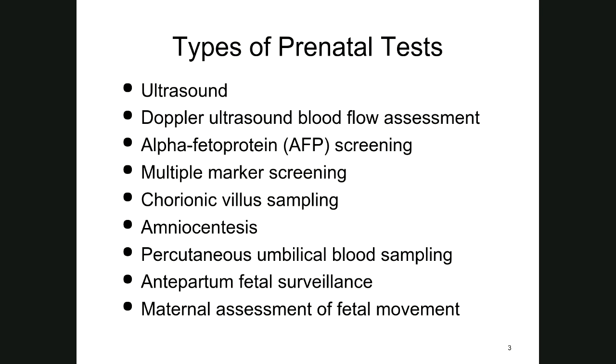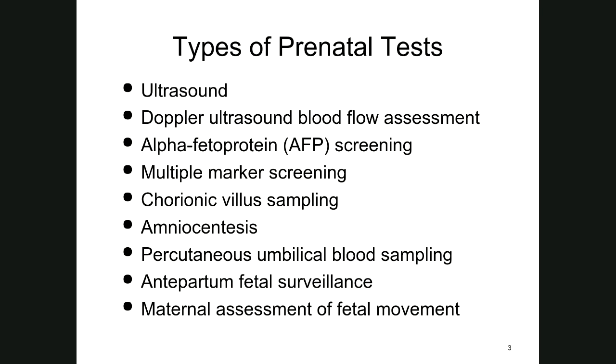The tests that we're going to be learning about today in this lecture include ultrasound. Ultrasound is probably the one that you're most familiar with, as you're coming into this content. But that can also include blood flow assessment of the fetus. There are different levels of ultrasound that we're going to be talking about. There are a few maternal blood tests that we're going to talk about, alpha fetoprotein being one and multiple marker screening being the other. We're also going to learn about chorionic villus sampling and amniocentesis, as well as umbilical cord blood sampling. And that's where we are actually testing the blood while the baby's still a fetus.